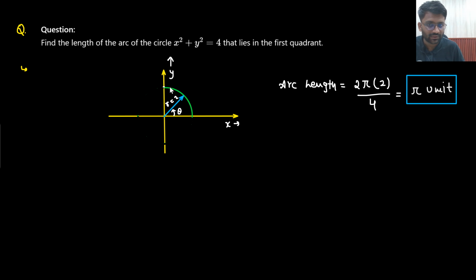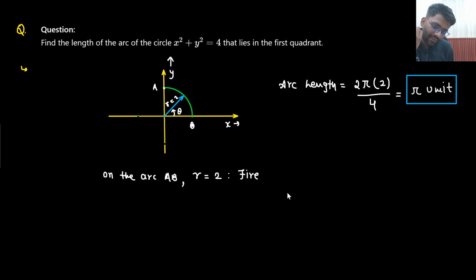On this whole arc, what is the value of r? Let's call this arc AB. So on the arc AB, the value of r is 2, which is fixed. But at point B, what is the value of theta? If this vector was at point B, theta would have been 0 degree, right? And if it is at point A, that would have been 90 degree.